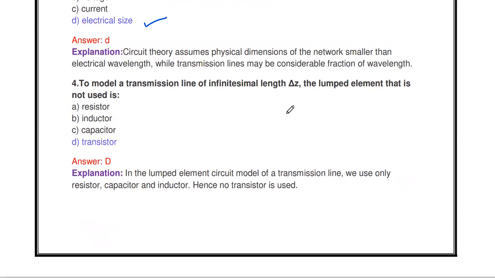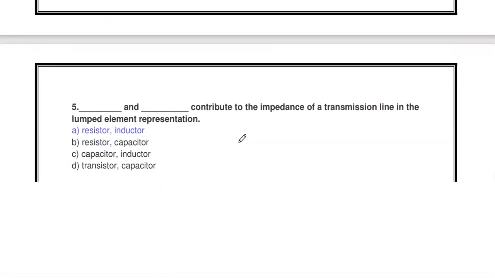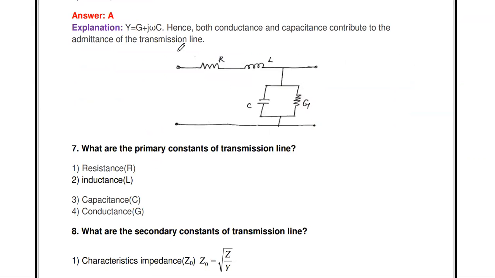Then the next one: to model a transmission line of infinitesimal length, the lumped element that is not used is dash. Already you know the electrical equivalent diagram of the transmission line for a length of del Z. So this is the electrical equivalent diagram of a transmission line of certain length del Z.